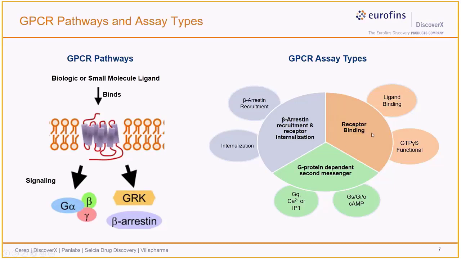To the right, just outlining at a high level what these assay types are. The receptor binding, looking at ligand binding, GTP gamma S functional. At the bottom, your G protein dependent second messenger assays, looking at accumulation of cyclic AMP or calcium, for instance. And then you have your other types of assays looking at beta-arrestin recruitment or receptor internalization.